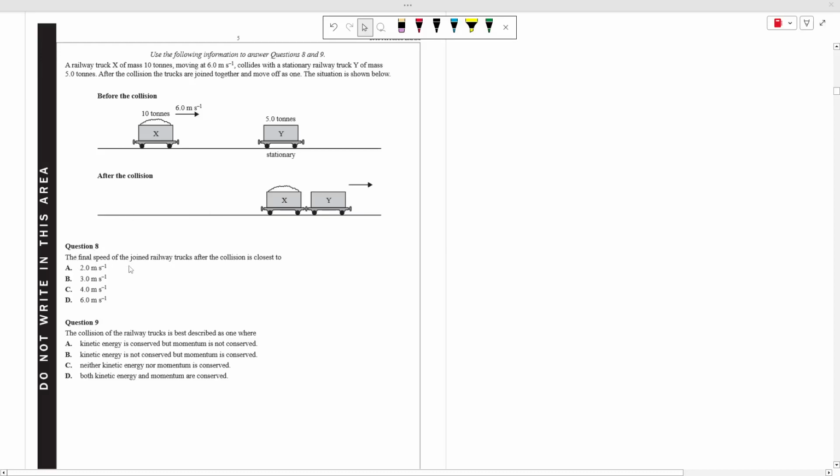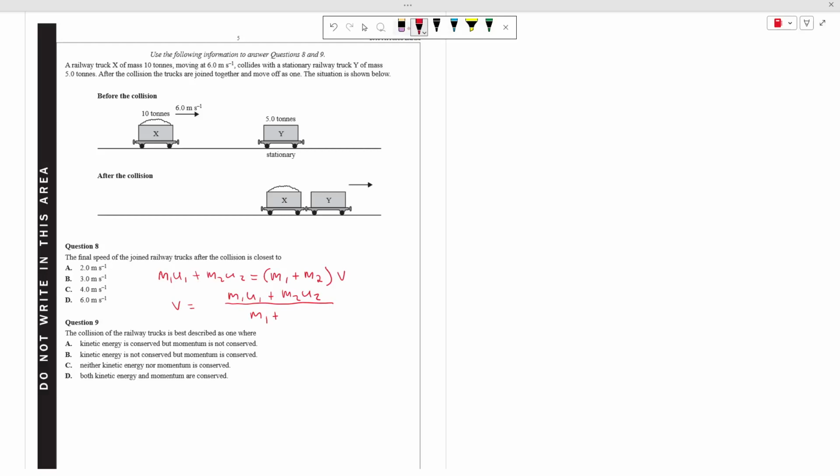So question 8: the final speed of the joined railway trucks after the collision is closest to? Alright, so this is a classical momentum question. So we're going to set up our momentum equation. m1u1 plus m2u2 equals, and because they join together, you can treat it as a combined mass with a common velocity v. Our job is to work out v. So v is m1u1 plus m2u2 over m1 plus m2.